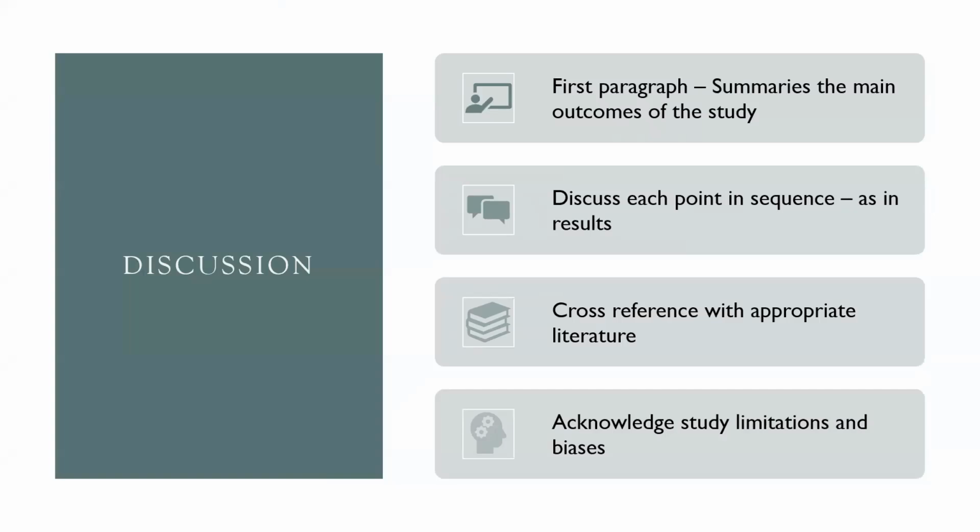Cross-reference it with appropriate literature. Cross-reference it with literature which agrees or corresponds to your findings, as well as literature which is opposite to your findings. It need not always be the one which corresponds. Somebody else may have found the opposite and you may have found something different. And then you can also add over there your hypothesis as to why it was different or why it corresponded.